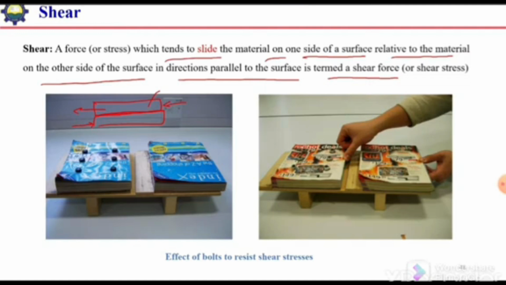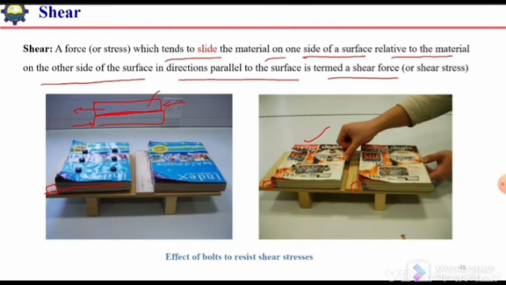Here we have a demonstration. If we take two books, and in one book we punch holes and insert bolts to restrict the movement between the pages, and in the second we do not provide any bolts and the pages are free to slide over each other, and we support these books at the ends like this, and we apply force at this corner.